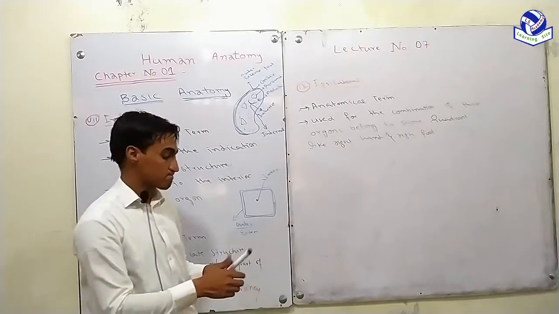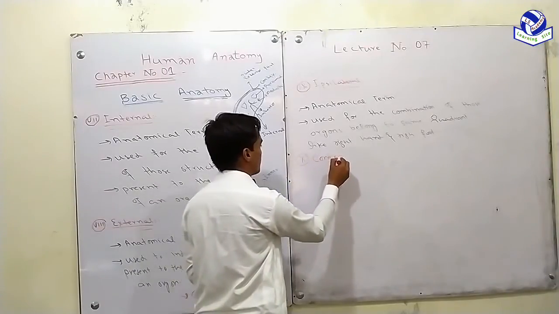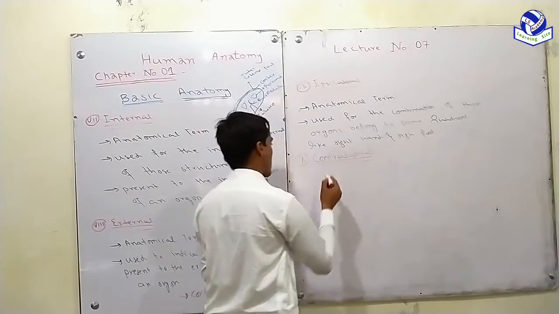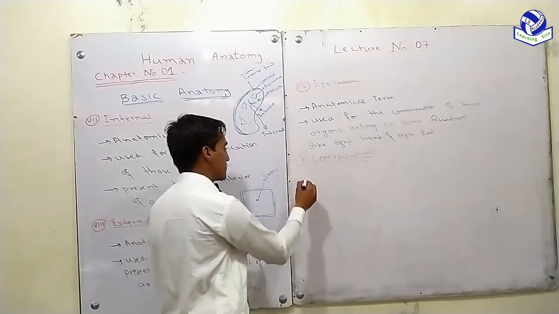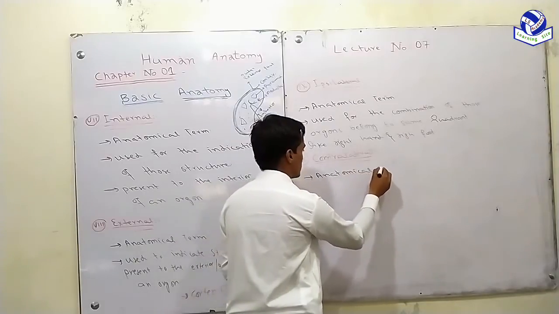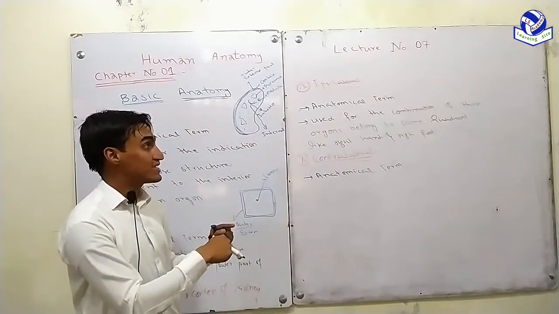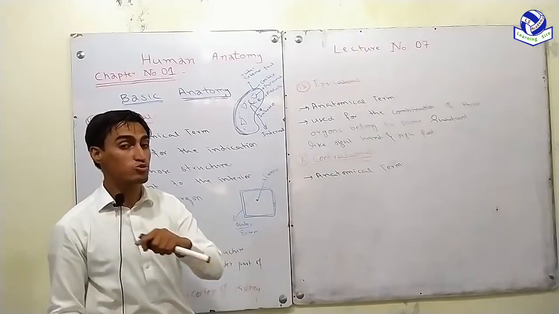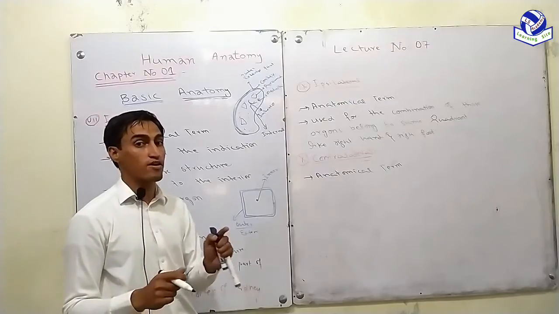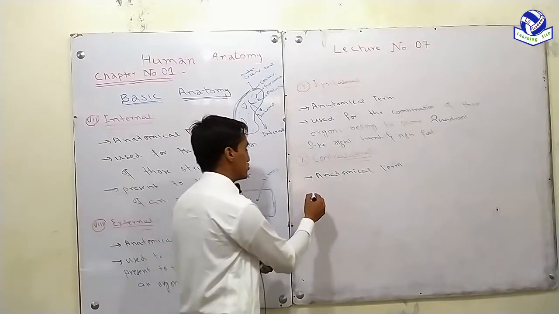So the next one is contralateral. What is contralateral? It is an anatomical term. This is the opposite of ipsilateral. Ipsilateral is used for the combination of those organs belonging to the same quadrant, and contralateral is used for the combination of those organs belonging to different quadrants, like right hand and left foot, or left hand and right foot.